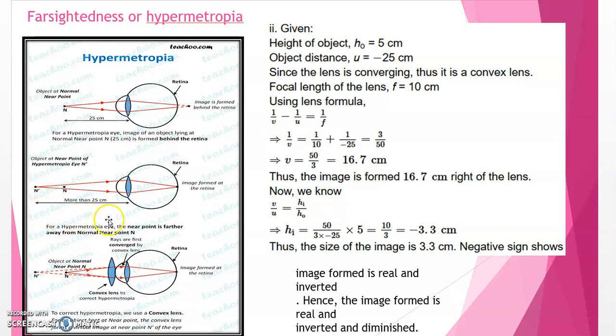It is said that for the hypermetropic eye, the near point is farther away from the normal near point N. Which lens? I said it is a convex lens. The rays are first converged by the convex lens. So to correct hypermetropia, we use a convex lens. For an object kept at the near point, the convex lens forms a virtual image at the near point N dash of the eye.